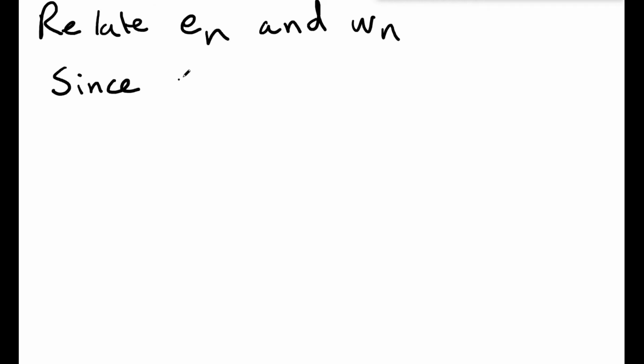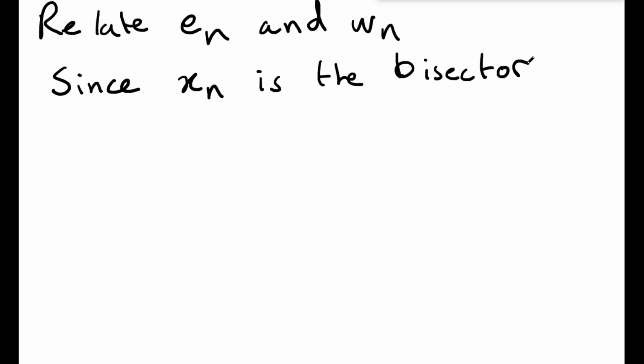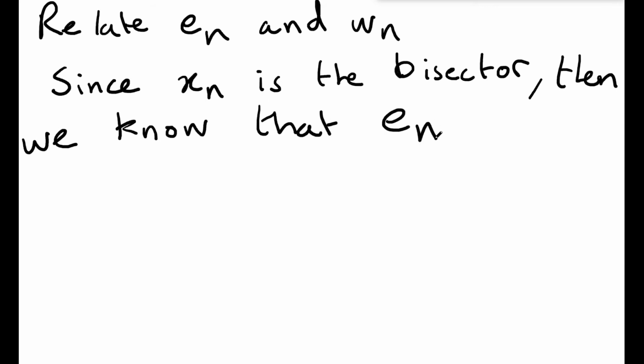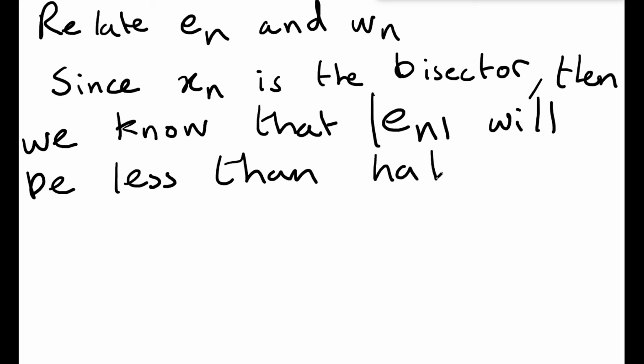Now my argument is, since x_n is the bisector at any point, so this could also be substituted for c_n, then we don't know exactly what the value of the error is, but we know some bounds on it, and this relates to ideas in analysis. Sometimes in analysis you talk about the supremum, the maximum value of something as it converges. This is a similar concept. We know that our absolute value of error will be less than half the width of the bracket.